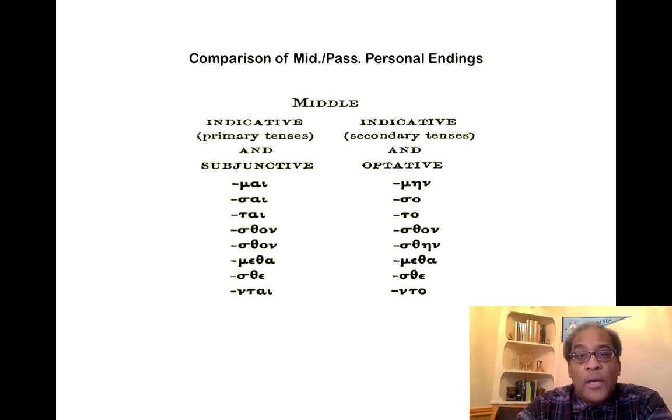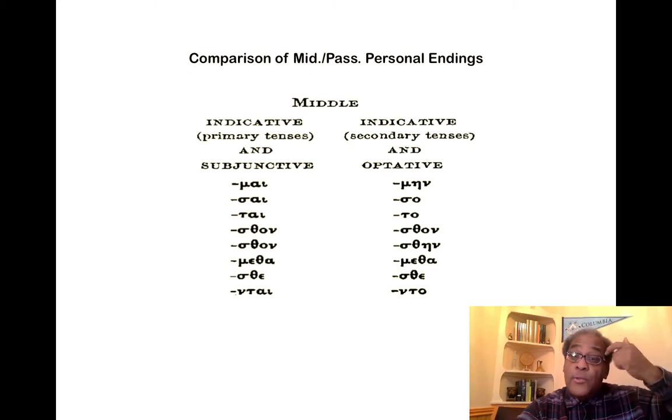Okay, so we've already learned or seen the middle endings of the primary tenses, that is, tenses referring to present or future time, and those are the same endings that we'll see later when we deal with the subjunctive. But so the ones on the left, -mai, -sai, -tai, -metha, -sthe, and -ntai, should be familiar to you, along with the duals, -sthon, -sthon.